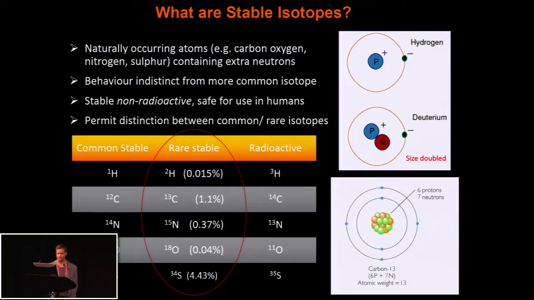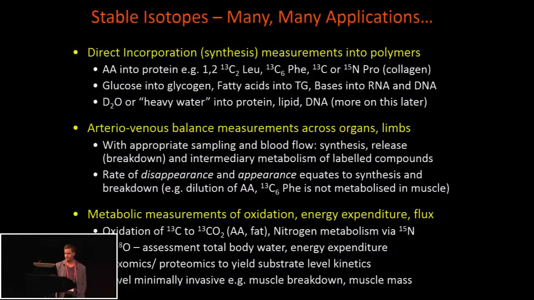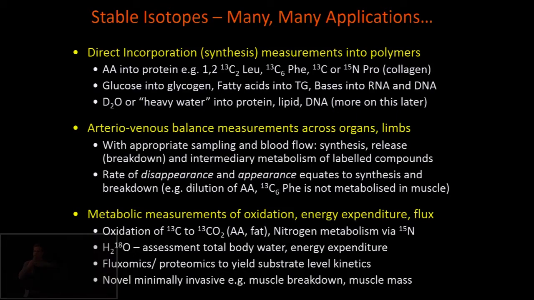stable isotope of carbon. But as you can see, there are lots of different isotopic variants of these key chemical elements. There are many, many applications, and obviously this is a relatively brief introduction, but I just want to go over some of the commonly used applications of stable isotopes.